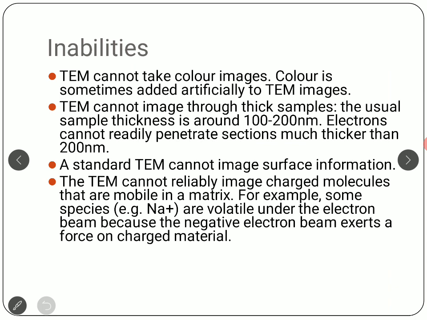But it has also got some drawbacks which we cannot avoid. TEM cannot take colored images. As I told you, it only has images which are black and white. If you want a colored image, it can be added artificially using some software. For example, in a system where you have more atoms, you can add one color, and where you have fewer atoms, you can add less color. In that way you can differentiate where the density is more and where the density is less, and so on.